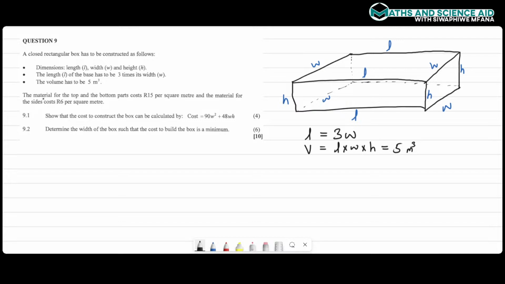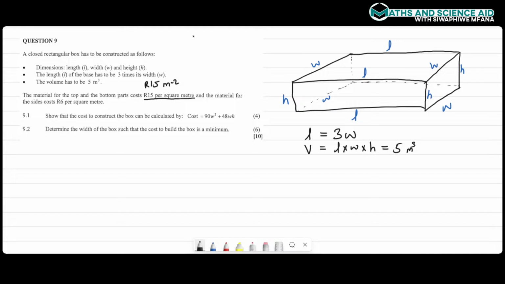So they say the material for the top and bottom parts. So we're just talking about the top of our rectangular box and the bottom part. They cost 15 rands per square meter. 15 rands per square meter, guys. So it means that they cost 15 rands per square meter. Yeah, this is how you can write per square meter.